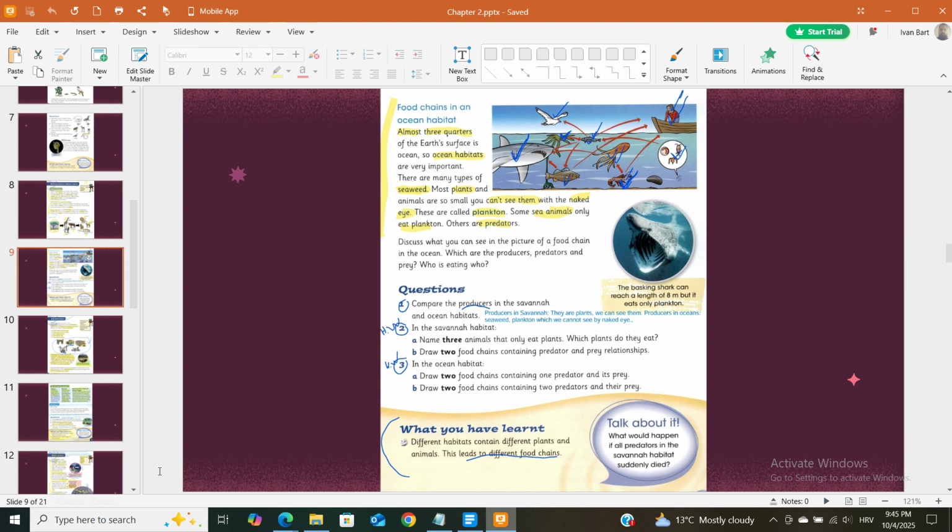What you have learnt. Different habitats contain different plants and animals. This leads to different food chains. Talk about it. What would happen if all predators in the savanna habitat suddenly died?